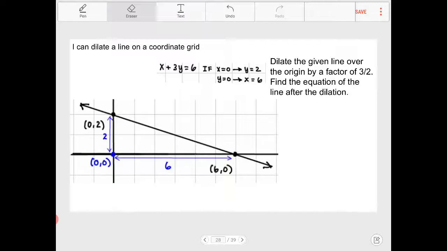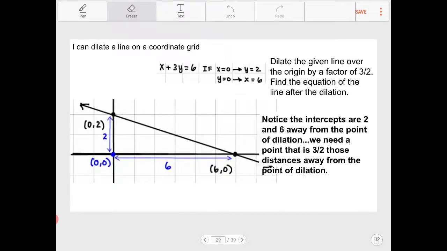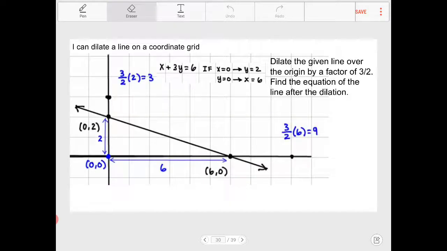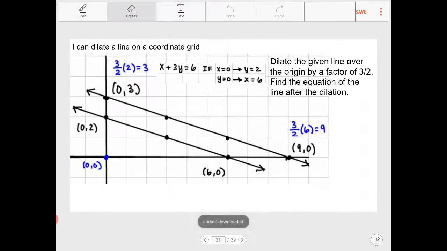So what is 1.5 times 2? Well, you're thinking 1.5 times 2 is 3. You're absolutely right. What is 1.5 times 6? If you're thinking it's 9, then you're absolutely right again. So my new points I'm going to end up with will end up there.